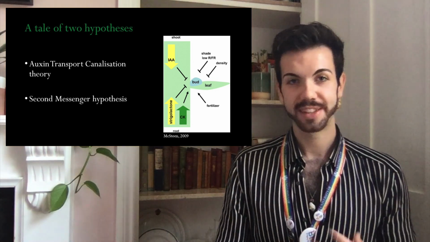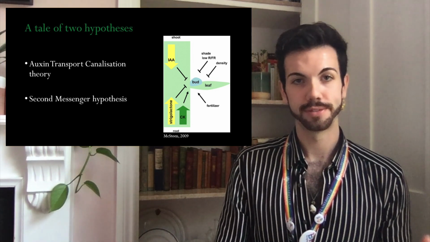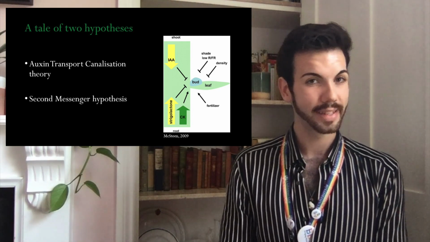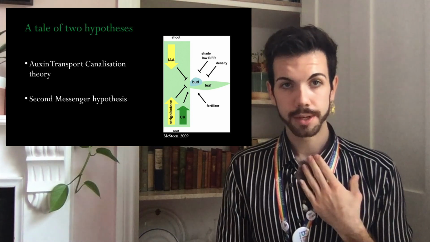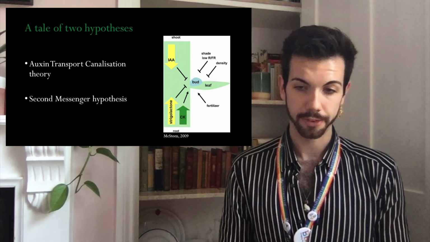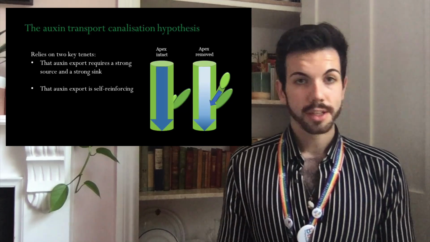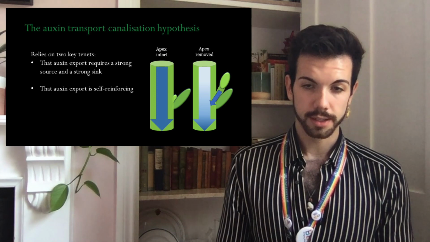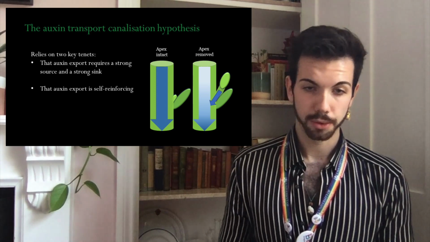There are two main hypotheses to explain this phenomenon of apical dominance. The first is the Auxin transport canalization theory, which is what I work on and my group works on. And the second is the second messenger hypothesis. I'm going to talk to you a little bit about both of them. So the first is the Auxin transport canalization hypothesis.